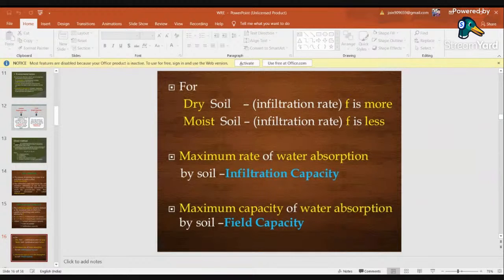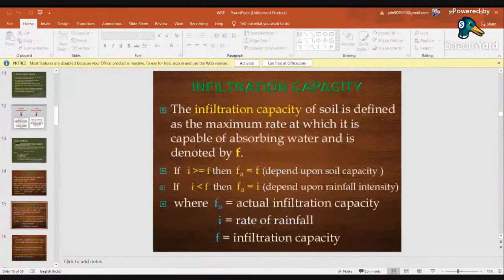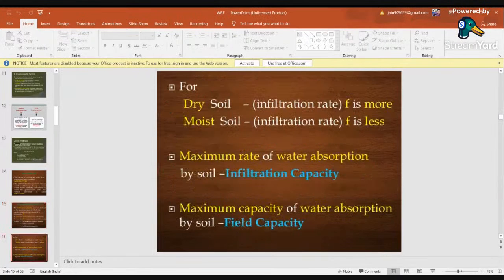When your soil is dry, your F, which is nothing but your infiltration capacity, is more, and when it is moist, definitely the infiltration rate or infiltration capacity will be less. The maximum rate of water absorbed by soil is your infiltration capacity, and the maximum capacity of water absorbed by soil is the field capacity. The drier the soil, the more will be the infiltration capacity, and more will be the field capacity.